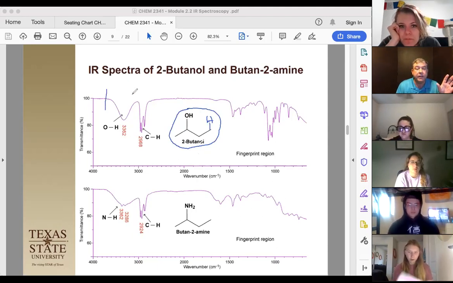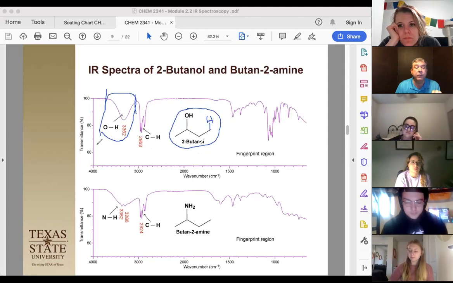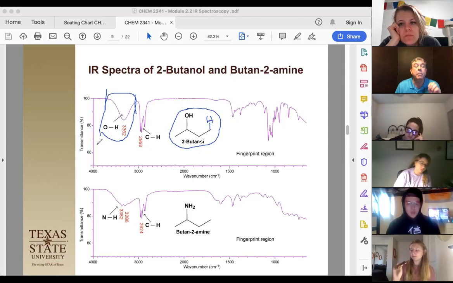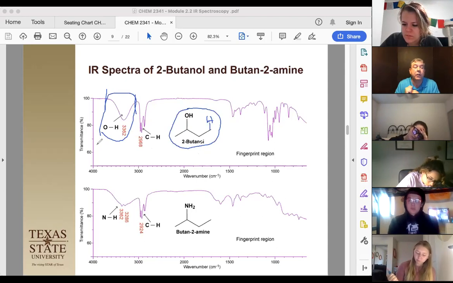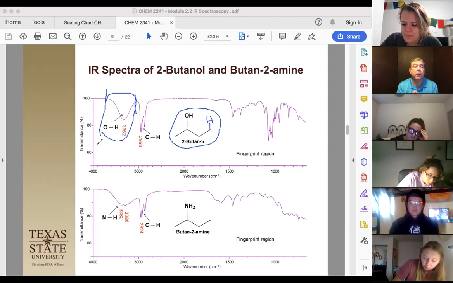So here, in that range of 3,000 to 3,500, we have this broad peak. This is very common for alcohols because of hydrogen bonding. Hydrogen bonding is when you have an acidic proton on an oxygen that can bond to neighboring lone pairs. So you'll likely see this very broad peak for an alcohol or a carboxylic acid, which also has that.